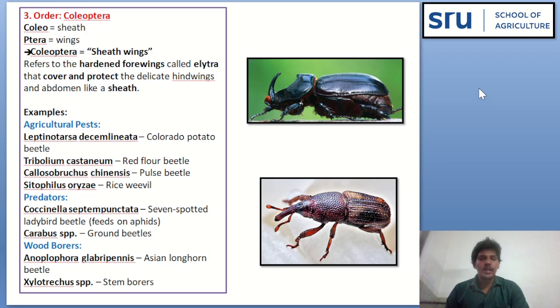So next order is the Coleoptera. Coleo means sheath, ptera means wings. Sheath-like winged insects refers to the hardened forewings called elytra, which cover and protect the delicate hind wings and the abdomen like a sheath. Examples for Coleoptera are the beetles and weevils.